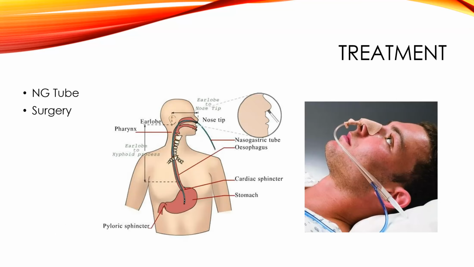So here's a picture of the NG tube. Again, it's going up their nose, down their throat, and into their stomach to be able to suck all that gastric content out. If that doesn't work and the small bowel obstruction does not resolve, then they will probably do surgery, go in, and either cut it out so the intestine is back together, or possibly do some sort of colostomy or ileostomy based on where that small bowel obstruction is.